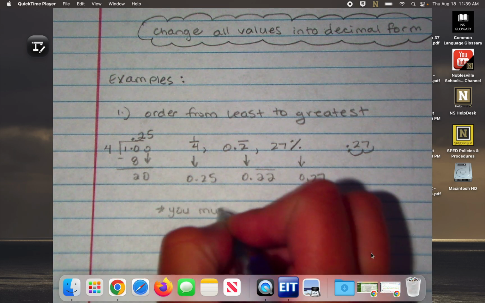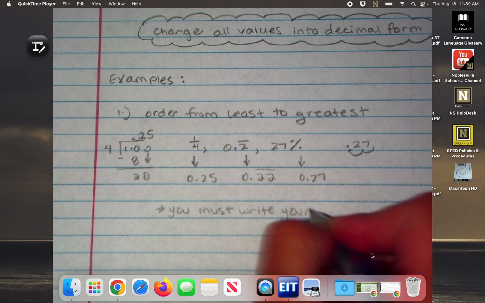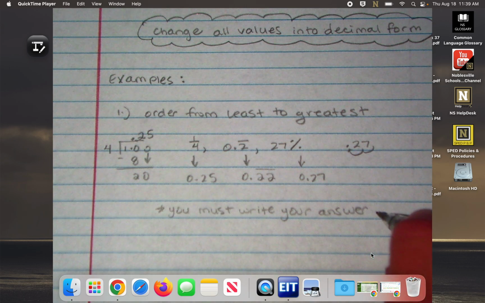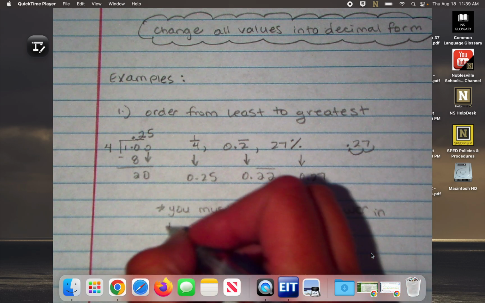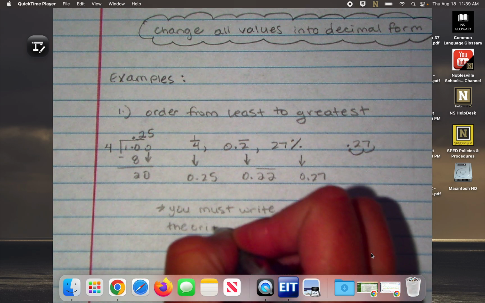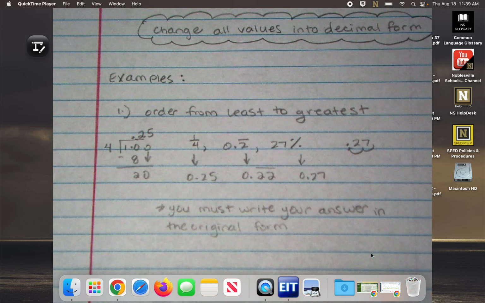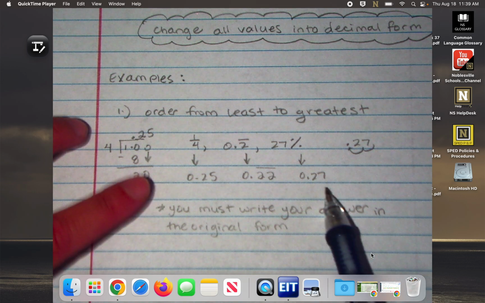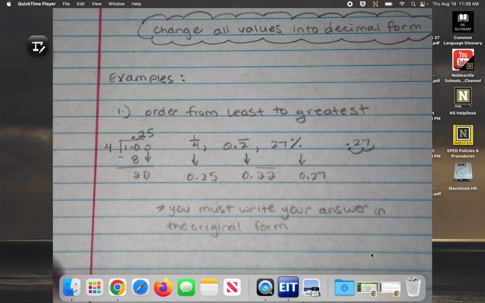You must write your answer in the original form. So I can't use 0.25 in my answer, and I can't use 0.27. I have to use 1/4 and 27%.